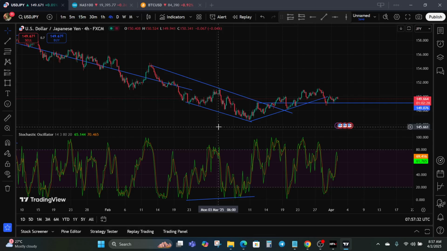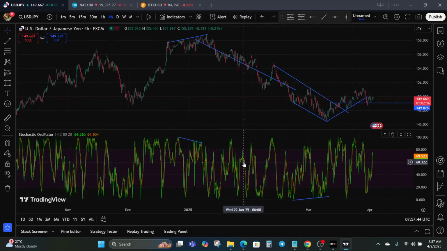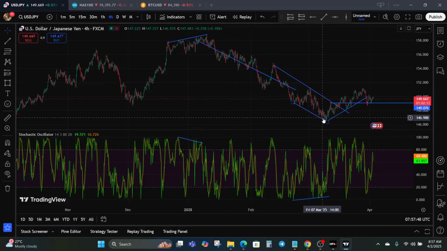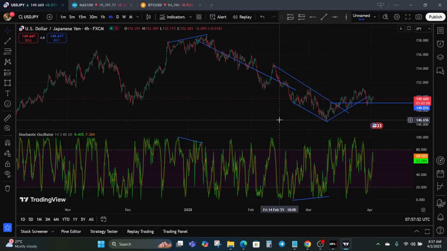Okay, so now that you know the best divergence indicators, here's how to actually use them in your trading strategy. The first step is to identify the divergence. You look for price making higher highs or lower lows while the indicator moves in the opposite direction. Then the second step is to confirm with price action.